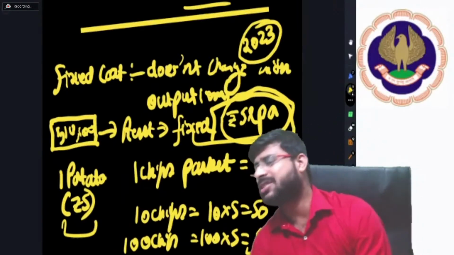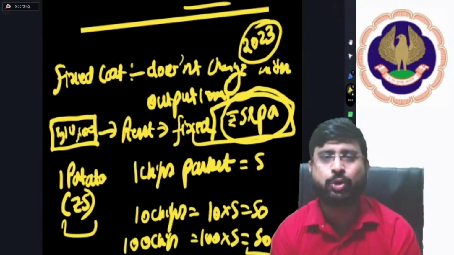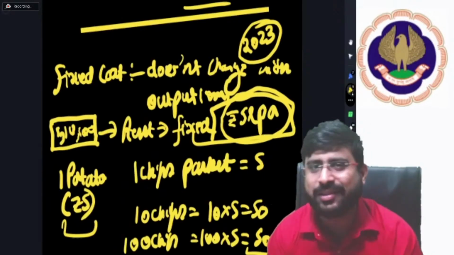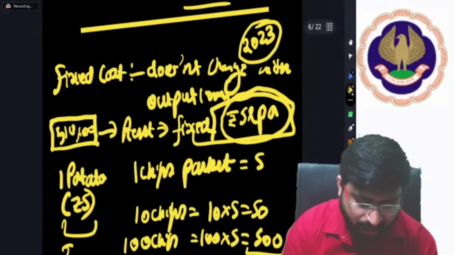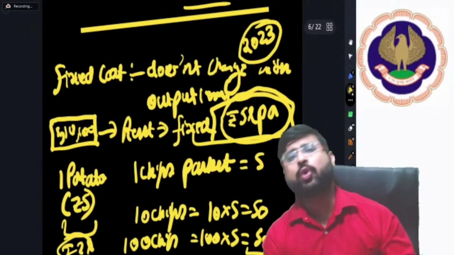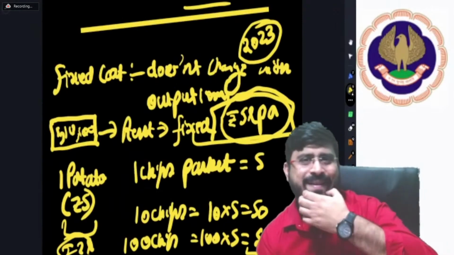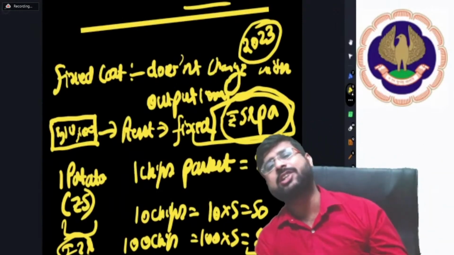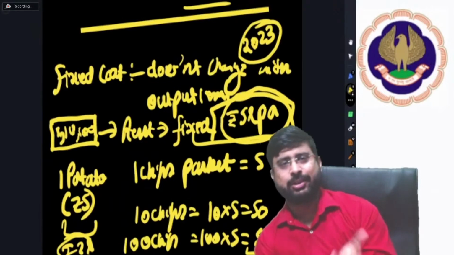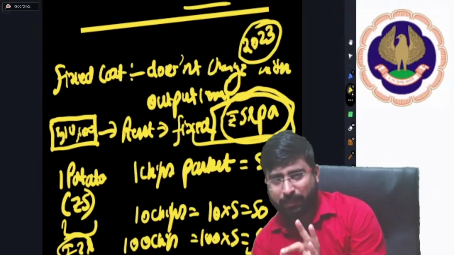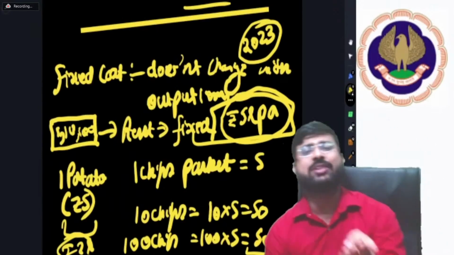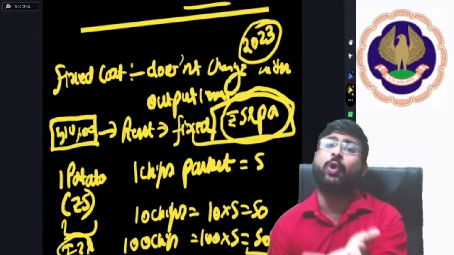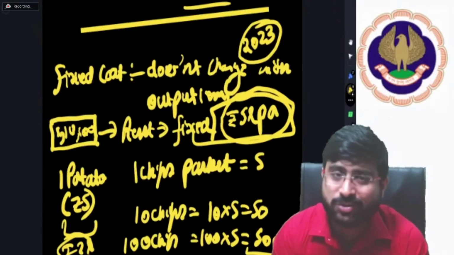Fixed cost doesn't change with the output level. It remains the same throughout, like the rent example I gave you. Suppose you hire a watchman and you give him a salary of 2 lakh rupees per year. So if you are storing in your factory 100 chips or 1 lakh chips, the watchman really doesn't care. You have given him 10,000 rupees a month, let's say. So that is your fixed cost. It doesn't change with output level. Just because you are not storing any chips, you will not stop giving salary to the watchman. It is not going to happen.